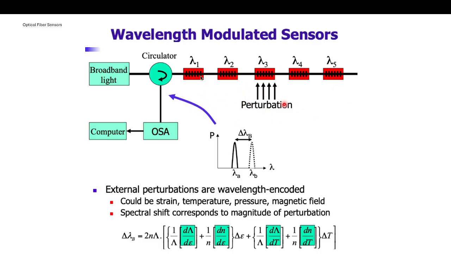Here you can see the perturbation, like for lambda 1, lambda 2, lambda 3 and up to lambda 5, how it is changing while changing the positions. So the broadband light is propagating towards the circulator, and it is redirected towards the perturbation area, the sensor side, and the feedback light is circulated towards the OSA, and it is moved to the computer, and you can see how the wavelength is shifting with the perturbation.